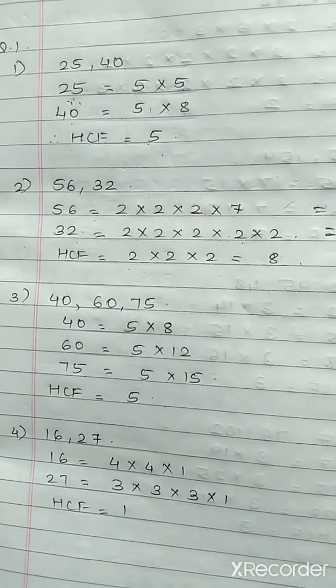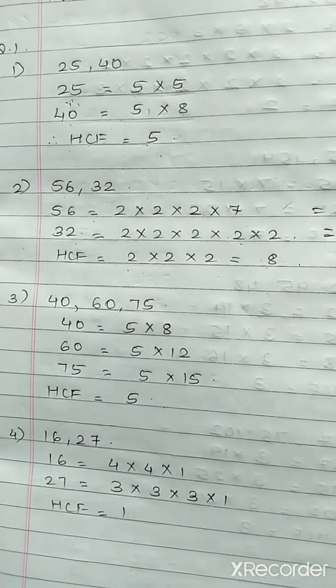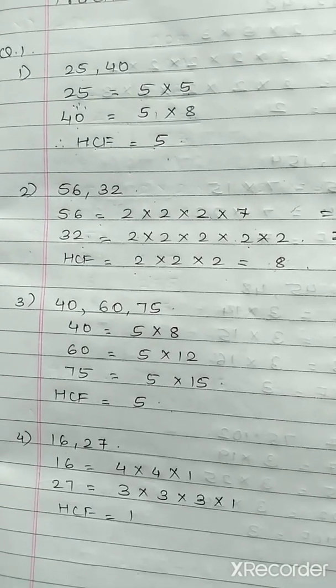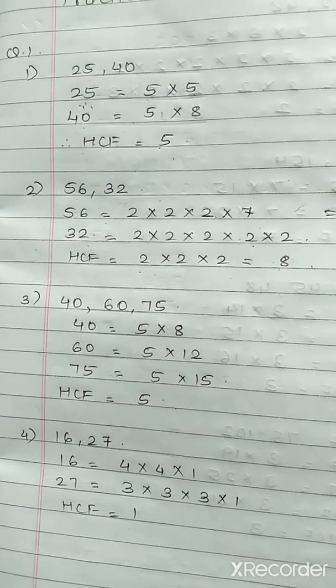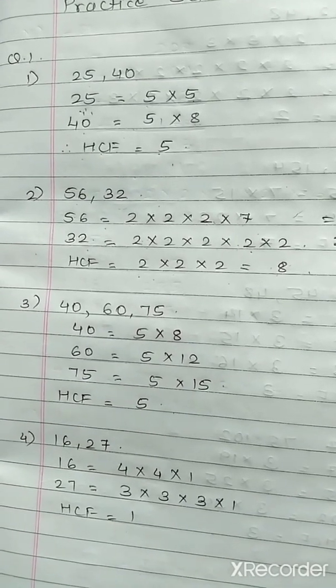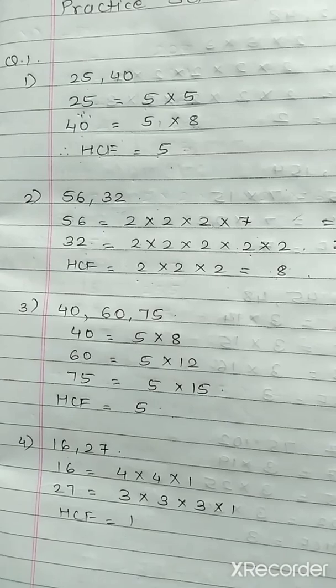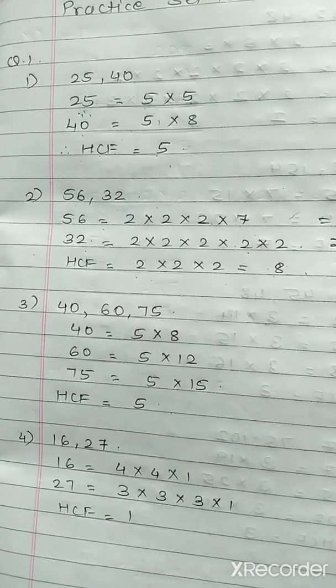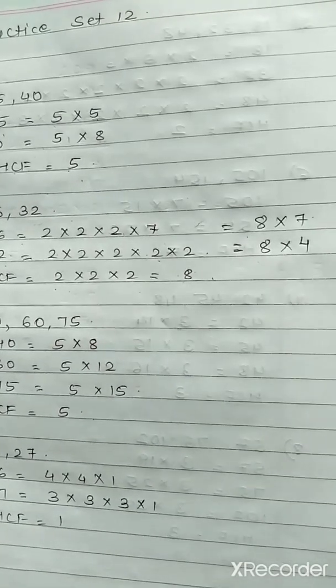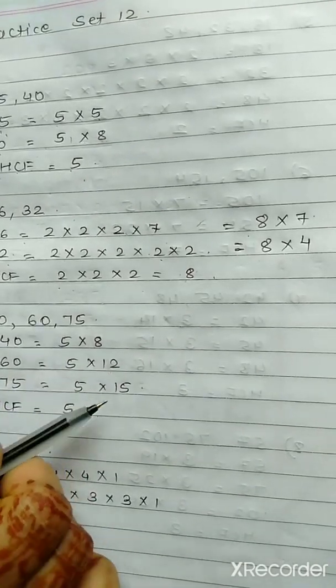Moving ahead to the third sum. Here we are given 3 different numbers and we are again supposed to find out the HCF of the numbers. The numbers are 40, 60 and 75. 5 8s are 40, 12 5s are 60, 15 5s are 75. So the common term between these three is 5. Again there is no common term between 8, 12 and 15.